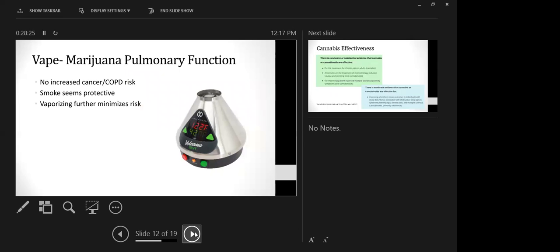There's also a vape marijuana. It kind of vapes up into the room. Wow. With these, they've shown, at this point, they show no increased cancer or COPD risk. It seems to be protective, and it further minimizes risk.